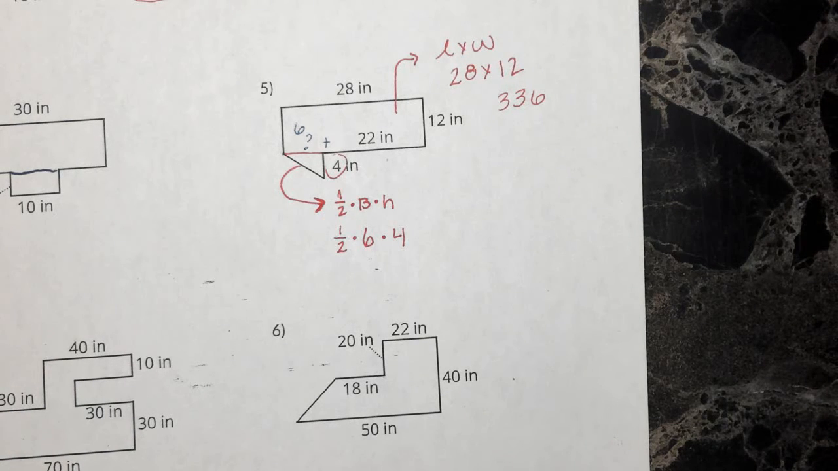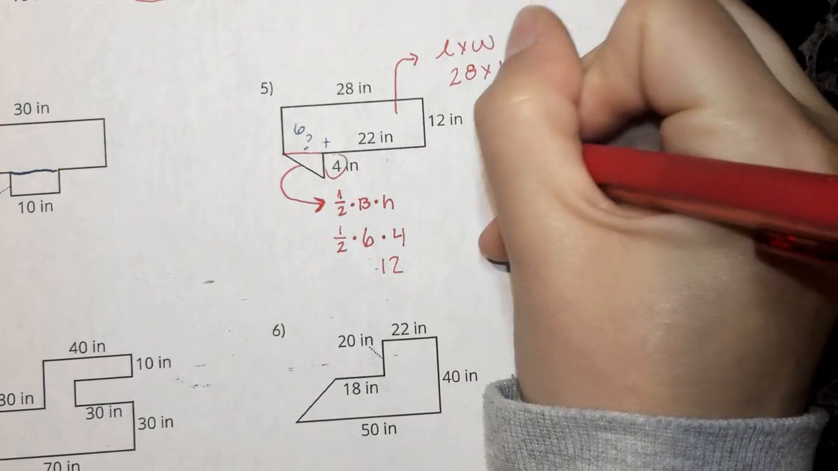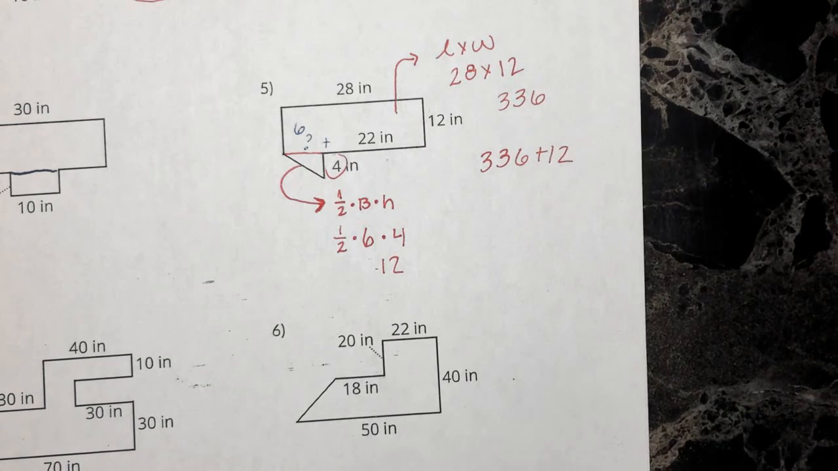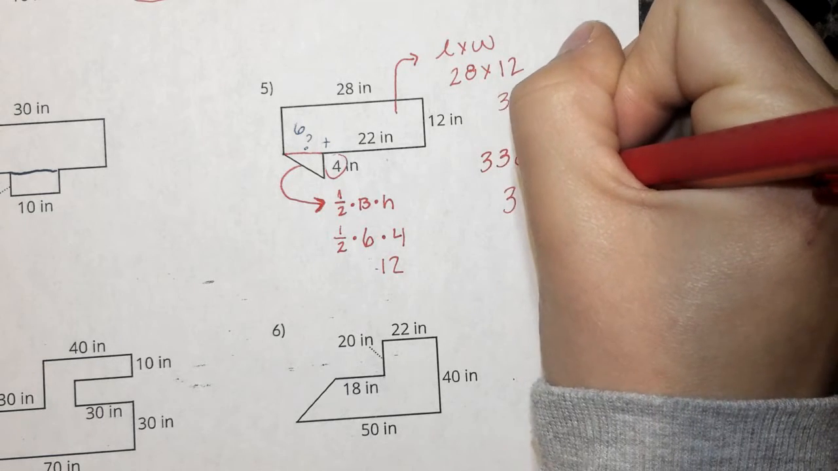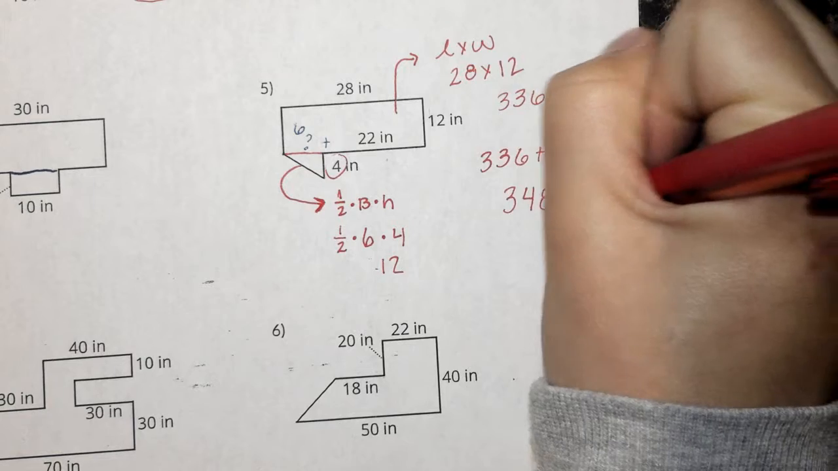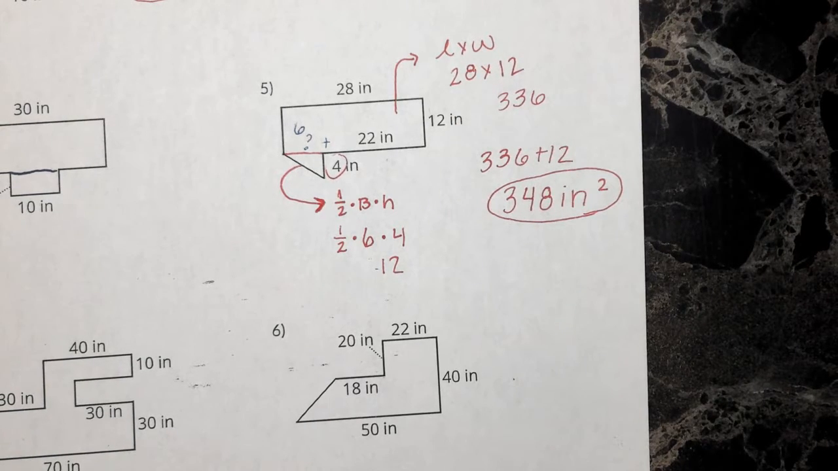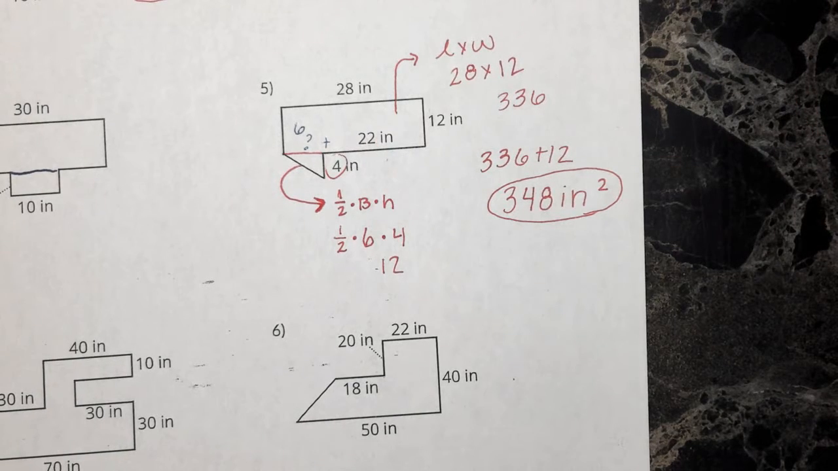And then my other one, you would do 6 times 4, you would get 24, and you multiply that by 1/2, and you would get 12. Then to find your final answer, you do 336 plus 12, and when you add that together, you get 348 inches square. Okay, so it does take a little bit more work, but you're breaking it up and finding different values. The hardest part is finding whatever value is missing.